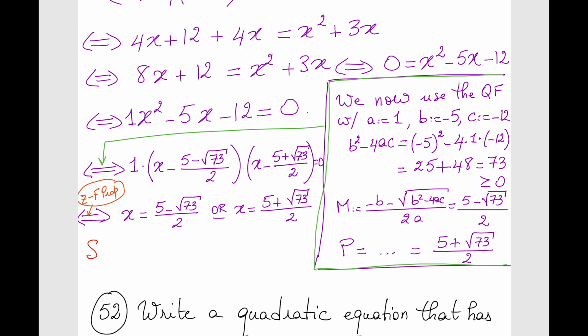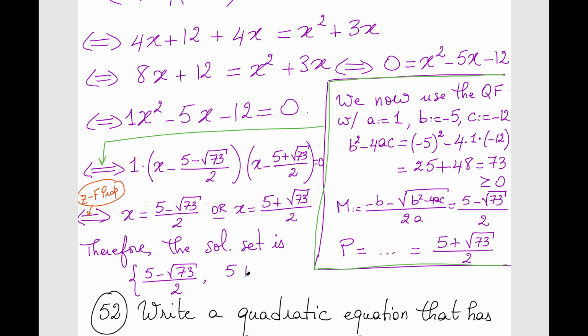So therefore the solution set, remember, solution set means the set consisting of all the solutions, are those guys, 5 minus square root of 73 over 2 and 5 plus square root of 73 over 2.